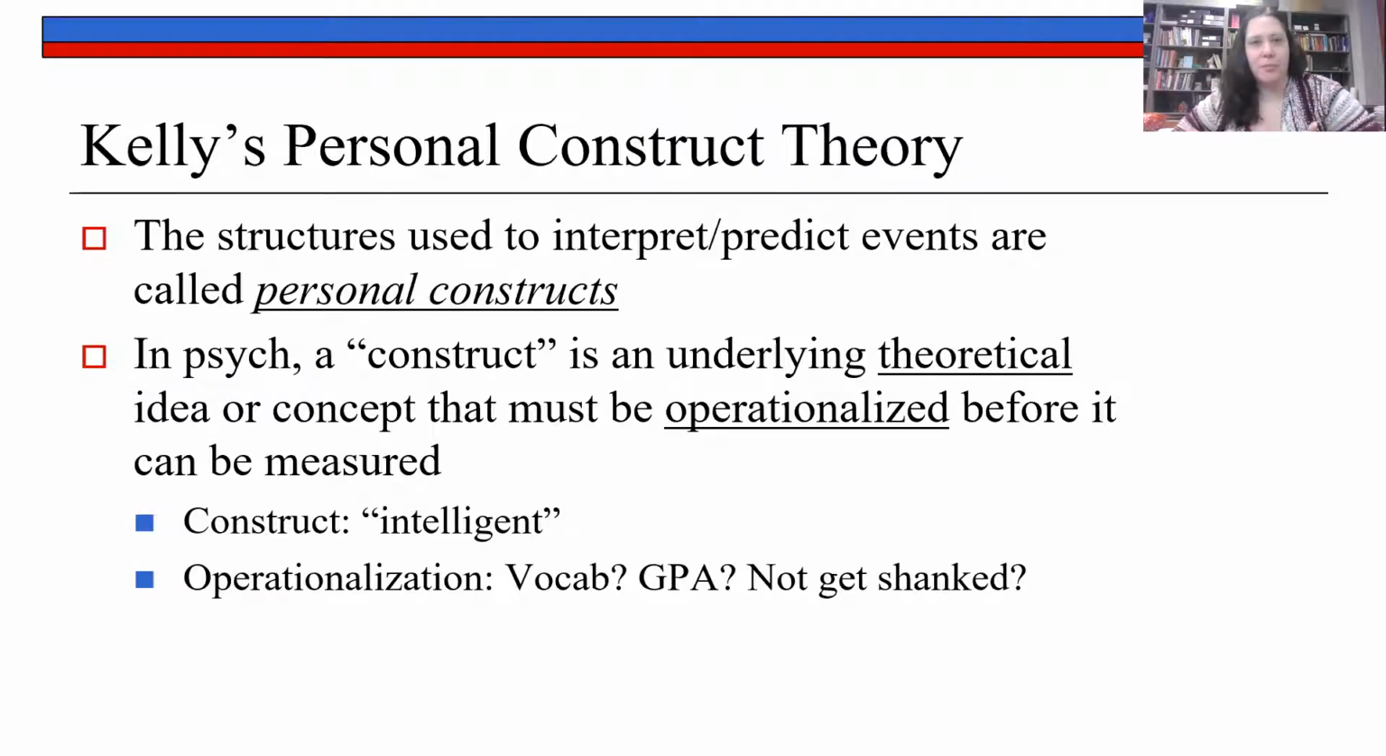We talk about whether people are intelligent, but what do we mean by intelligence? Are we talking about whether they have an excellent vocabulary and seem to be well-read? Are we talking about their GPA? Are we talking about their street smarts, right? You might say someone was not intelligent if they got shanked on the street because they didn't show that kind of intelligence that we might expect socially. So intelligence might mean a lot of different things. So when Kelly uses the term construct, he's talking about this abstract way that we think about and process the world.